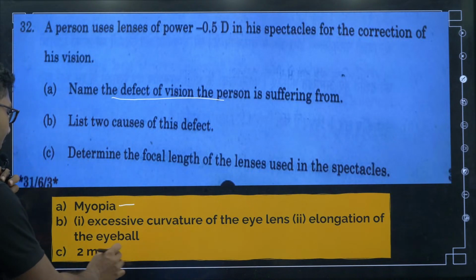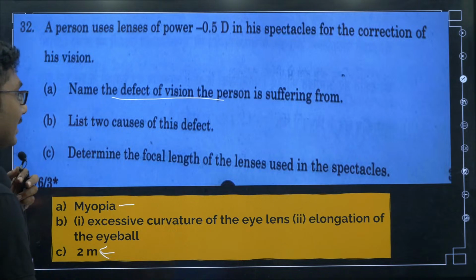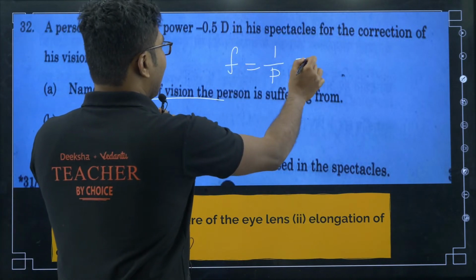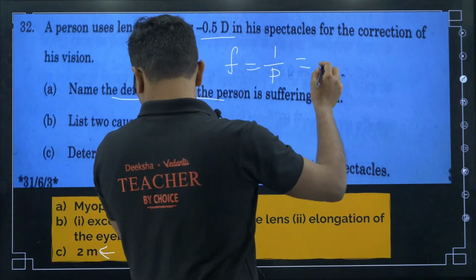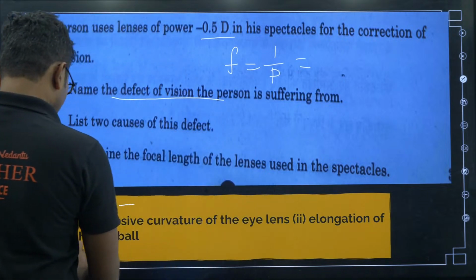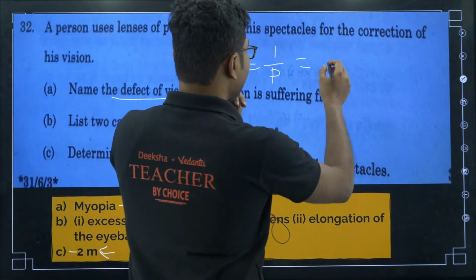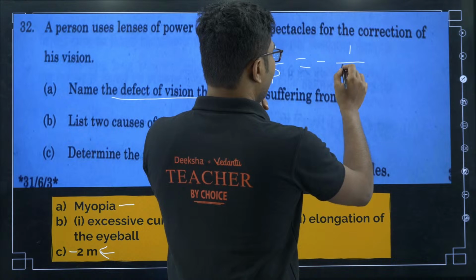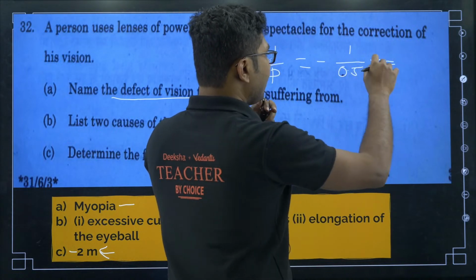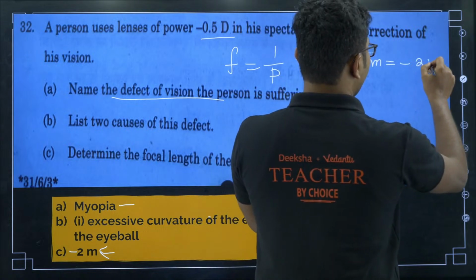The focal length is 2 meters, because what is the focal length? Focal length is 1 by power, right? And it is minus 0.5 D, so focal length will be minus 1 by 0.5 meters. Remember that this comes in the meter form, so it will be minus 2 meters.